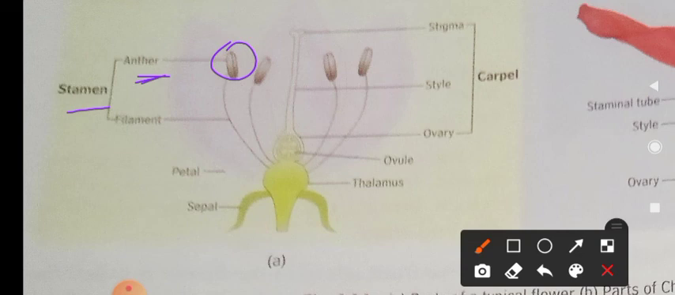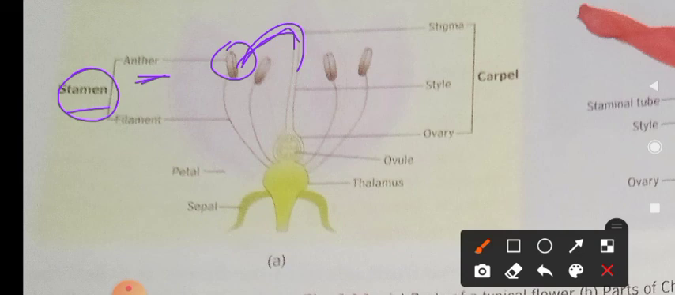Okay, children, where are they produced? They are produced from the stamen. The transfer of pollen grains from the anther to the stigma is called pollination. So when these pollen grains are transferred to the stigma, that process is called pollination. Did you understand what pollination is?